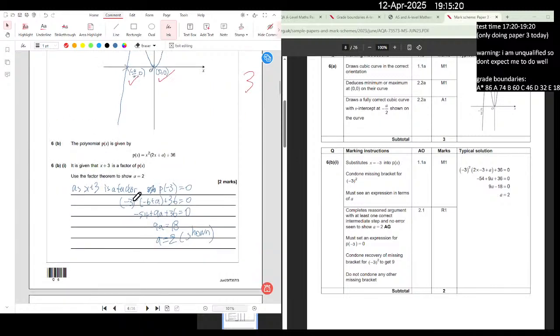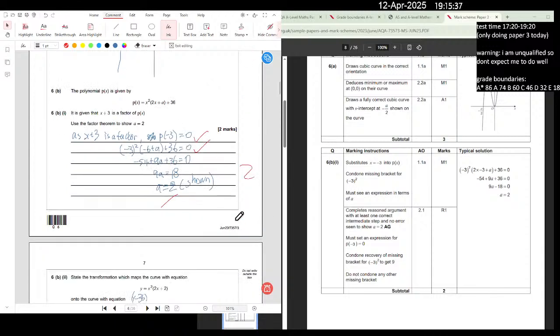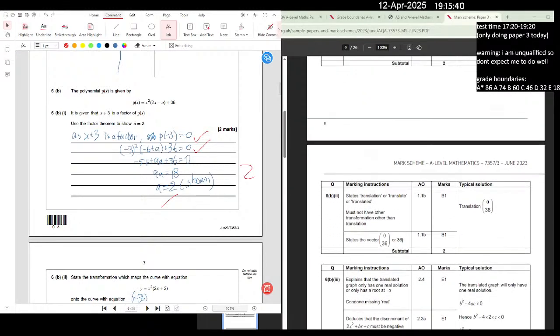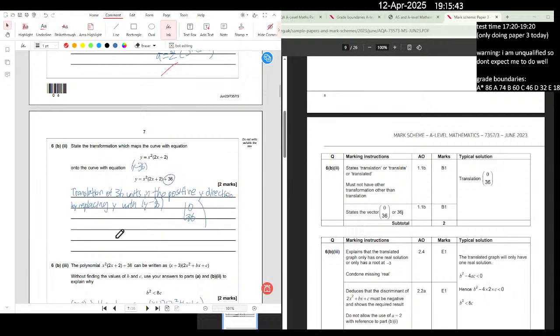Okay, substitutes a equals -3. Must see an expression in terms of a. Must see an expression for p of -3 equals 0. Yeah, 2. Stage translation, okay, translation. Once again, they want the vector for some reason, but luckily someone reminded me they like vectors, so I just wrote it at the side there. 0, 3, 6.